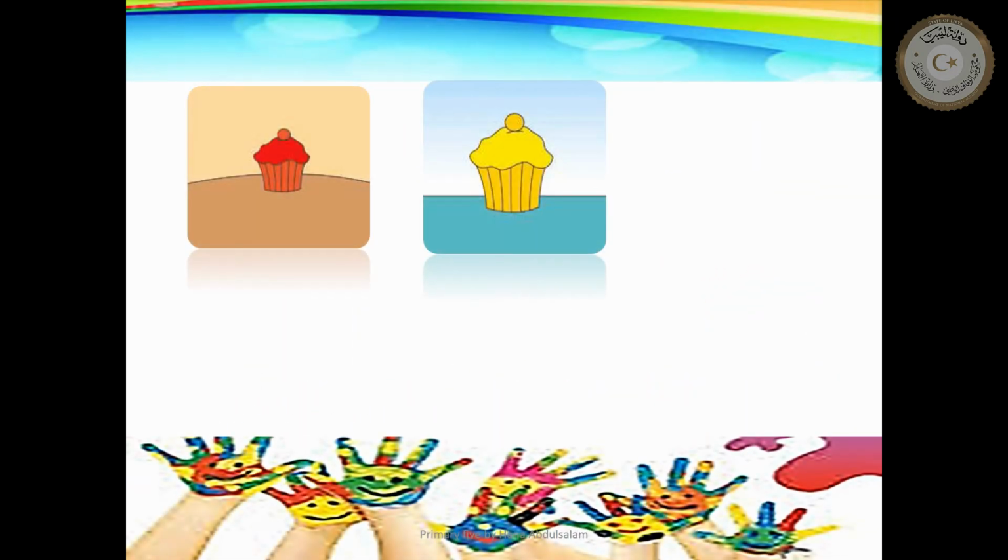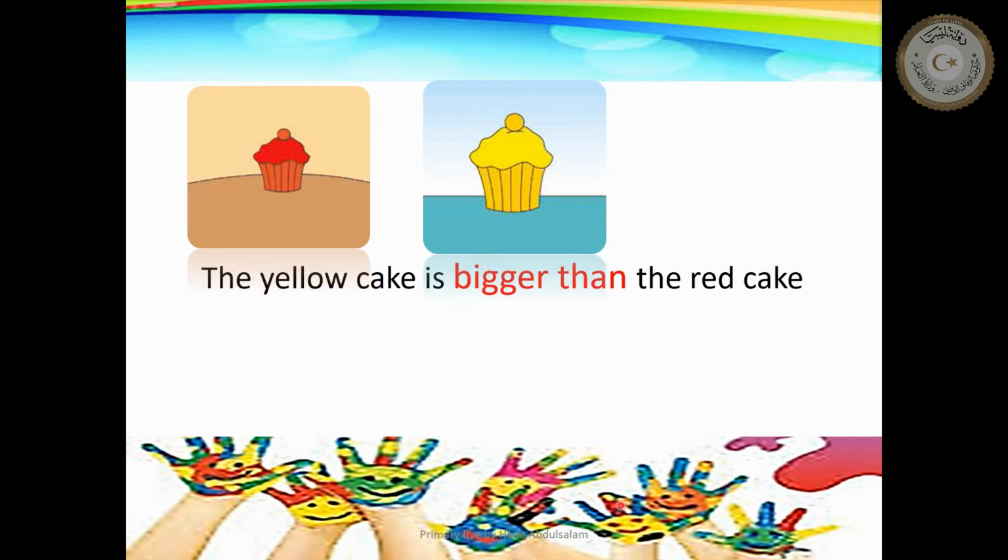So what do we have in front of us? The red cake and the yellow cake. Can you write a sentence? The yellow cake is bigger. Excellent. The yellow cake is bigger than the red cake.